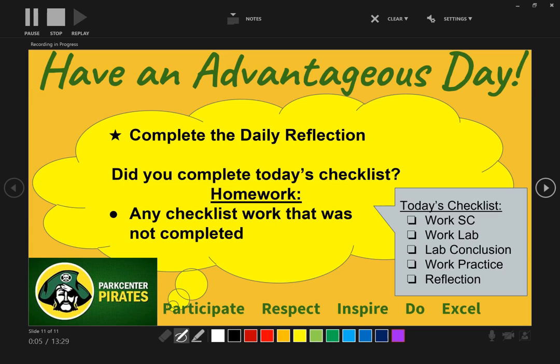What might you have as homework? Anything on the checklist that was not completed. So you have now finished the work screencast. So now work on the work lab, the lab conclusion, the work practice.